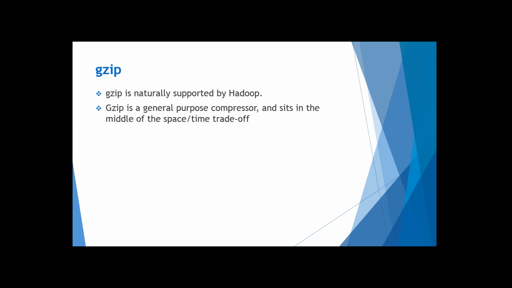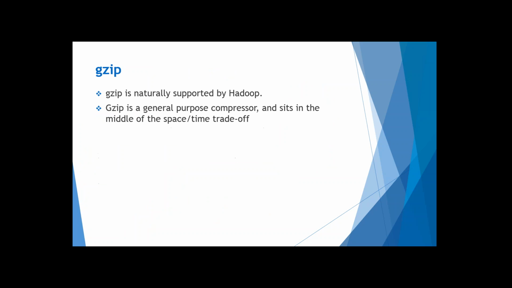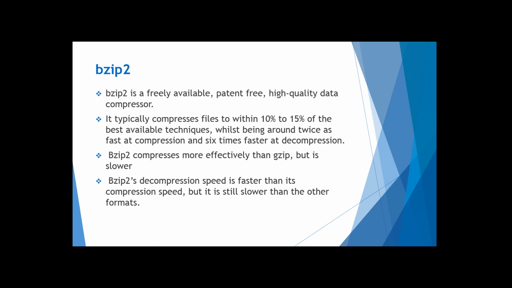So as I told, gzip and bzip2 compress your data highly, but definitely in that case they require more processing power. So their compression and decompression are a little slower. That is what I'm saying over here. And a few other comparisons, like bzip2 decompression speed is faster than its compression speed, but it's slower than other formats. These are just the facts.